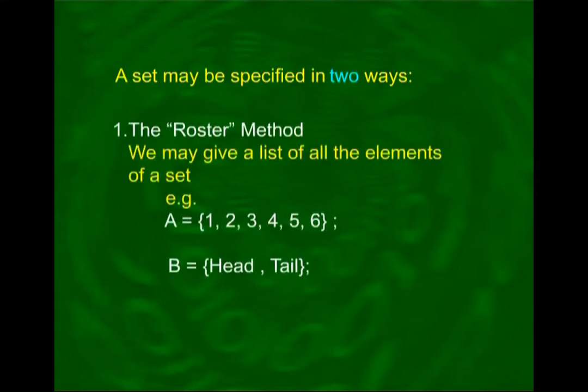A set may be specified in two ways. The first is called the roster method, and in this method we give a list of all the elements of a set. For example, if we throw a die, our set of all possible outcomes consists of 1, 2, 3, 4, 5, and 6. And if we toss a coin, our set consists of head and tail.